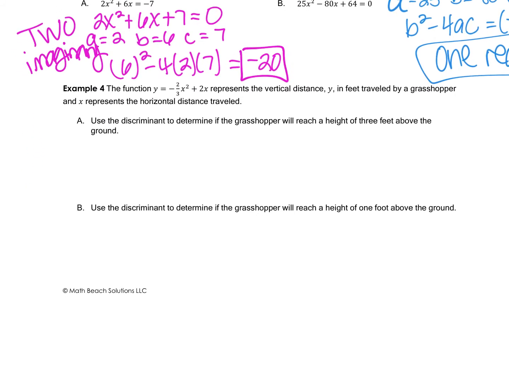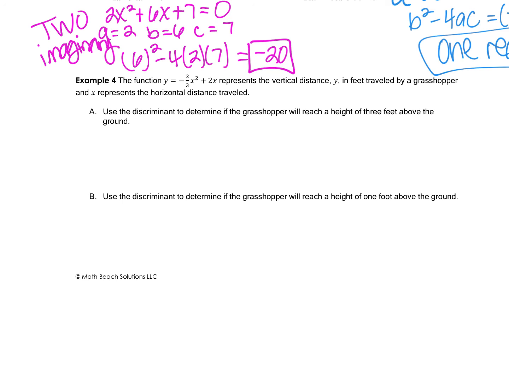All right, last piece. We have another word problem. The function y equals negative 2/3 x squared plus 2x represents the vertical distance, y, in feet traveled by a grasshopper, and x represents the horizontal distance. Use the discriminant to determine if the grasshopper will reach a height of 3 feet above the ground.